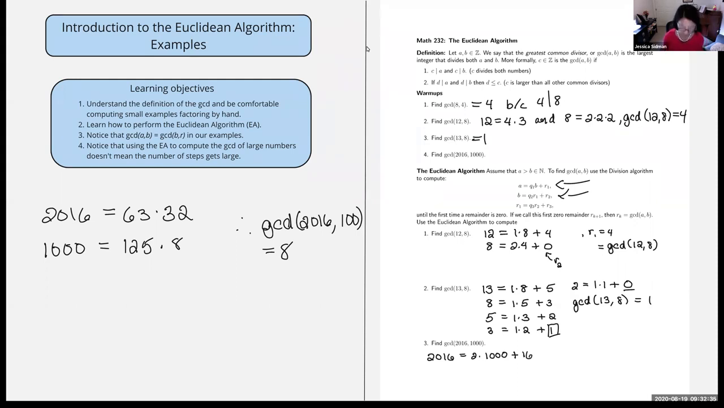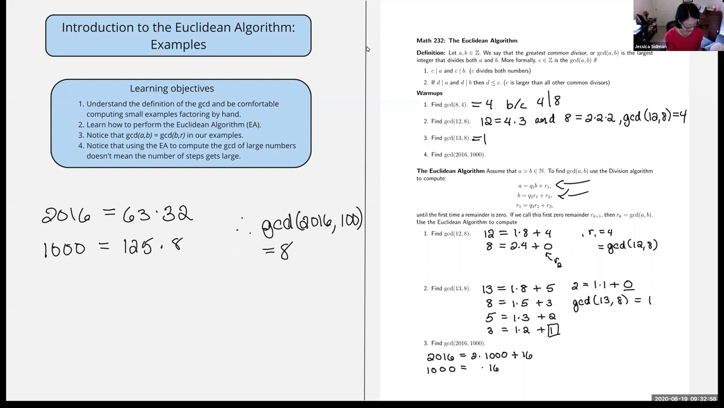And okay, so 1000. Now I have to divide that by 16. And 16 goes into 1000 how many times? Let's see, I think it goes in a bunch. I'm gonna cheat and use a calculator here.